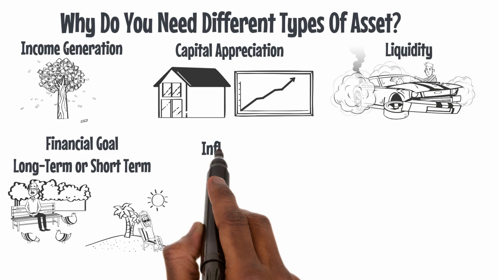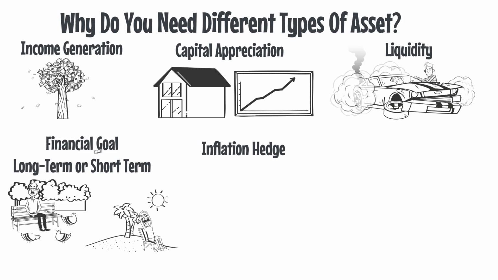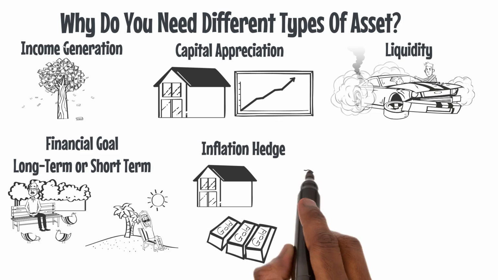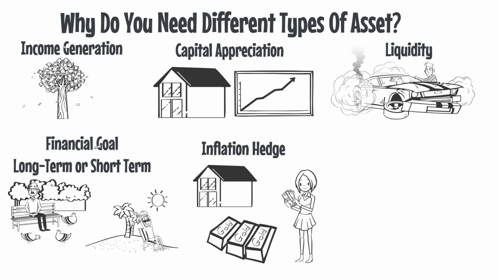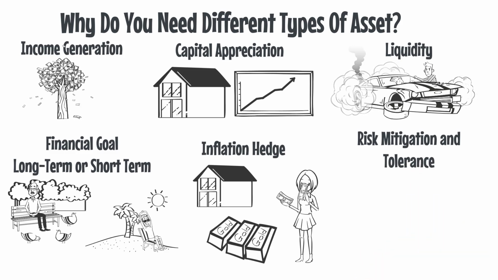Now we have an edge against inflation. Assets such as properties and gold are often considered an edge against inflation. This is because they have the potential to retain or even increase in value when inflation erodes the purchasing power of your money. Risk mitigation, and we have risk tolerance.